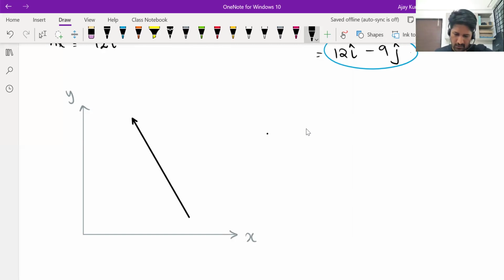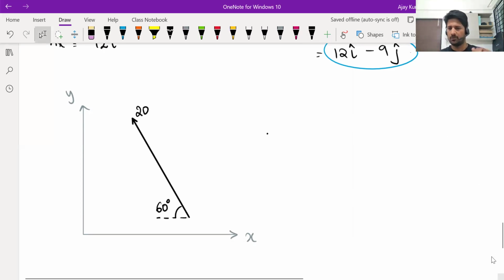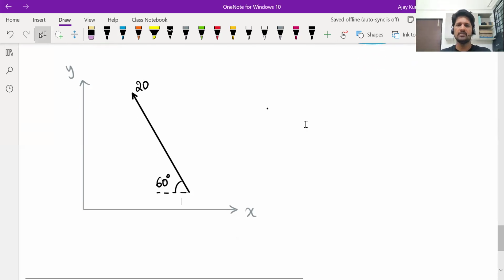Okay. So let's say this original vector's magnitude is 20 units. And this time, assume it makes an angle of 60 degrees like this. Okay. Express it in mathematical form, all of you. Means in terms of i cap and j cap, you have to write.